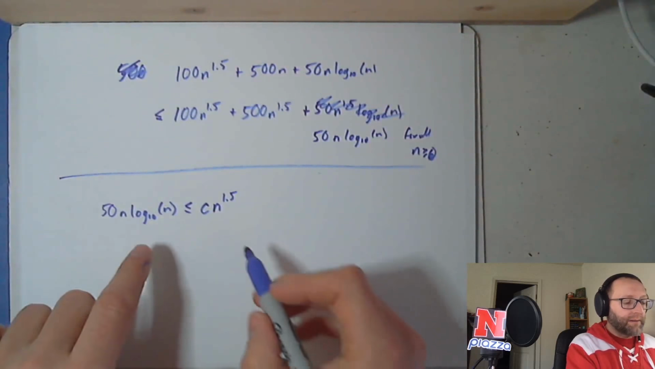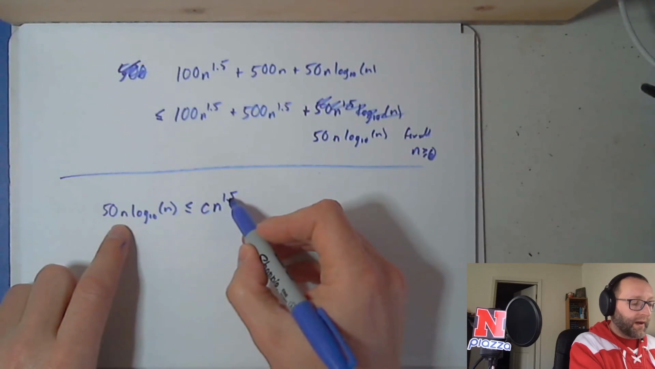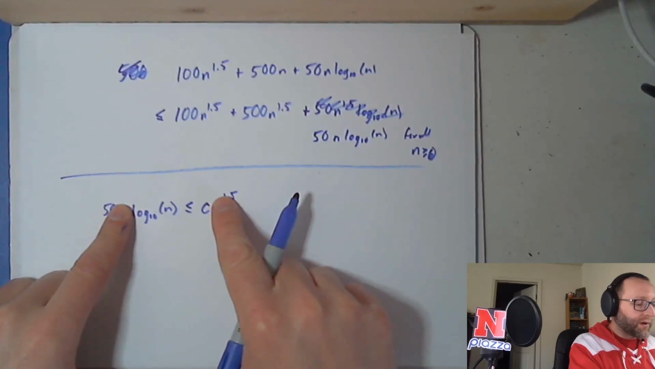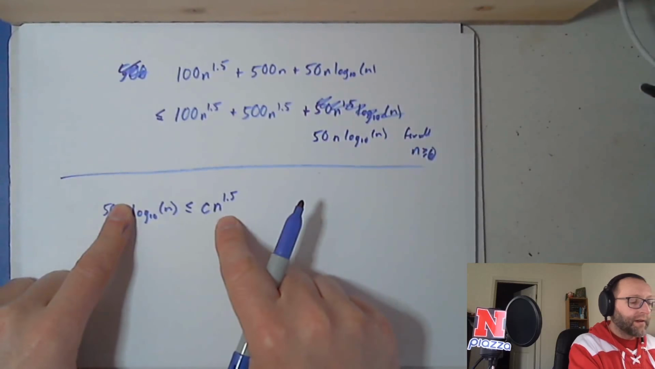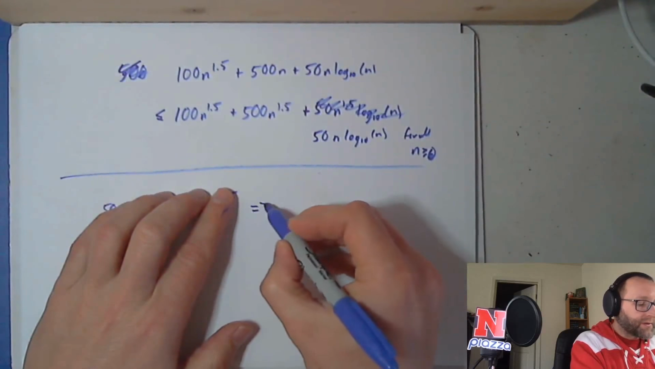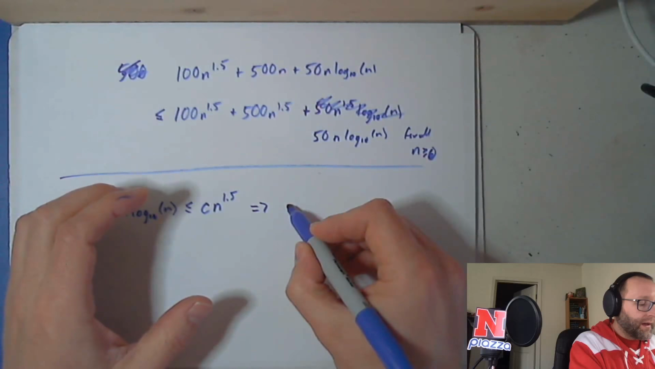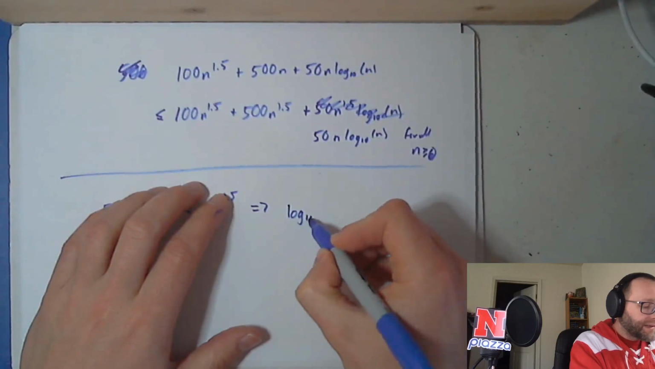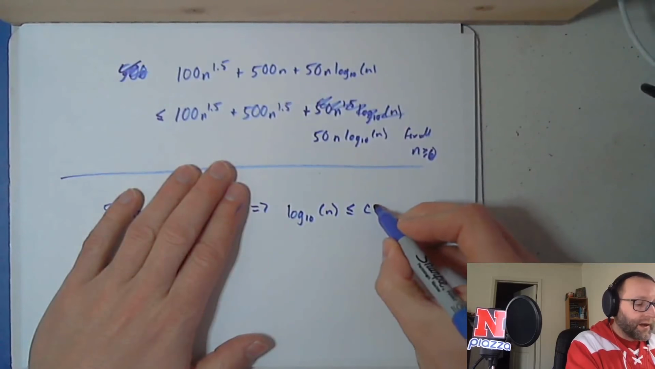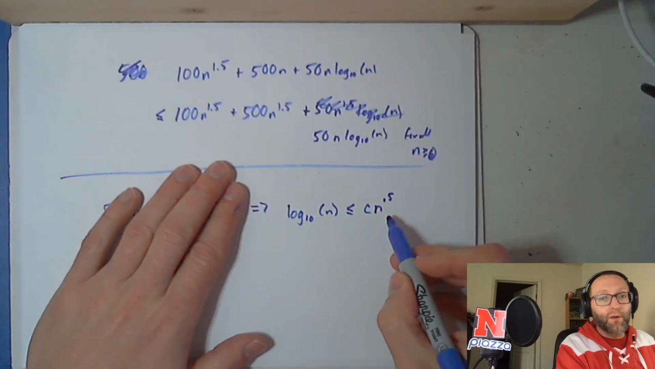Well, like I did before, if I ignore this n, I can chop off this 1 right here. In other words, I only have to focus on log base 10 of n and the other term there, where basically I'm changing the question here. I want to show that log base 10 of n is less than or equal to some constant times n to the 0.5. In other words, this is the square root of n right here.